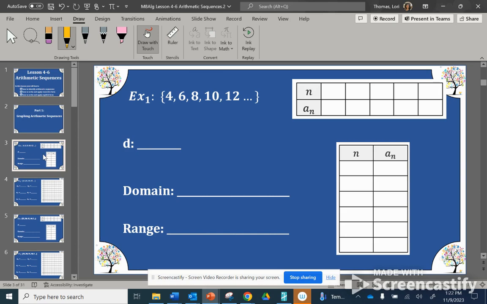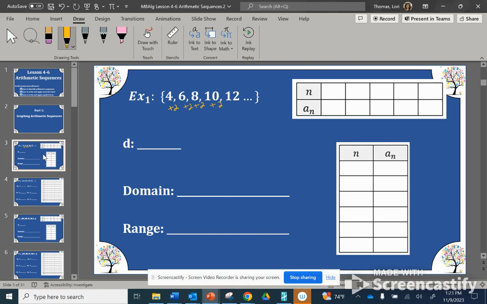So in our first example, we have a listing of our sequence: 4, 6, 8, 10, 12, and so on. So this is our sequence. To understand that it's a linear function and arithmetic sequence, we are increasing at the same rate. From 4 to 6, we're adding 2. 6 to 8, we're adding 2. Each term, we are adding 2 to get to the next term. So 4, 6, 8, 10, 12, and so on are called the terms.